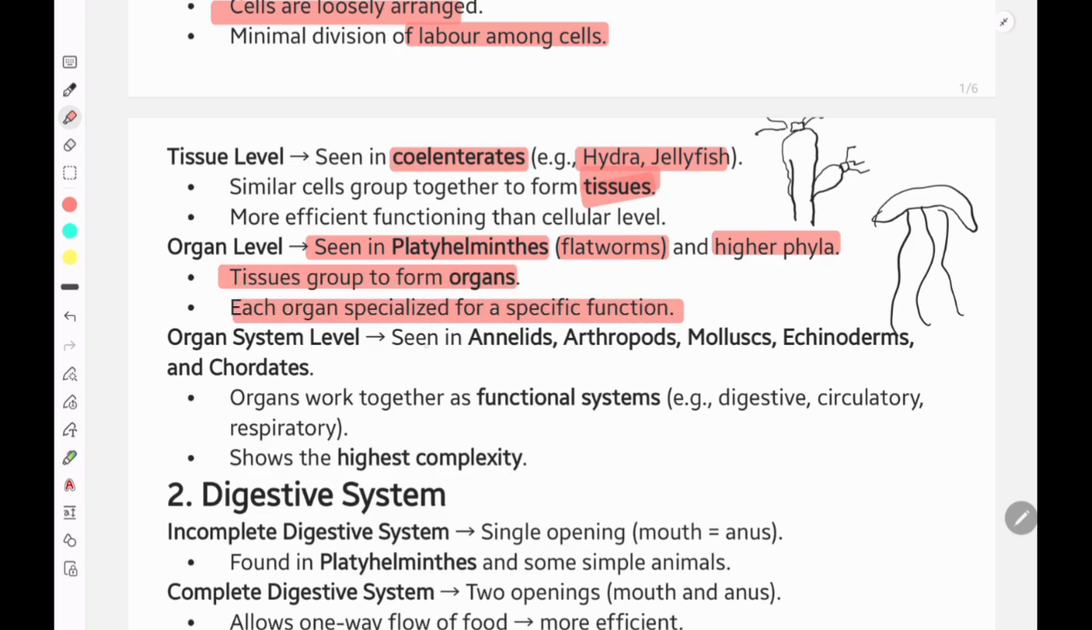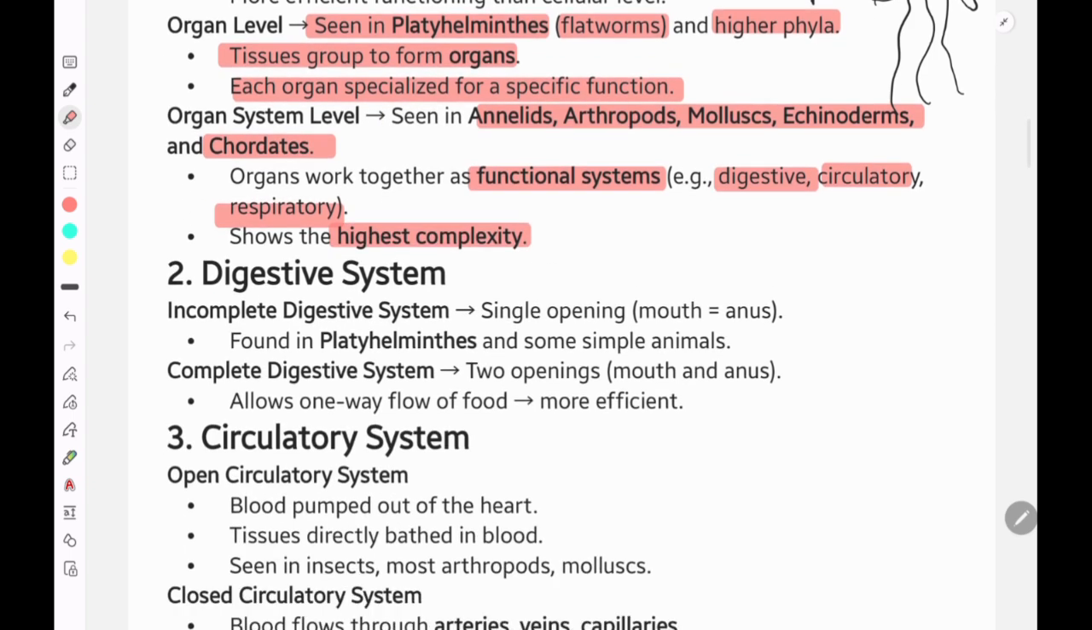The organ system level is seen in Annelida, Arthropoda, Mollusca, Echinodermata, and Chordata. These are all complex phyla of animals. The organs work together to form a functional system, whether it is the digestive, circulatory, or respiratory system. The highest complexity found in any organism is the organ system.